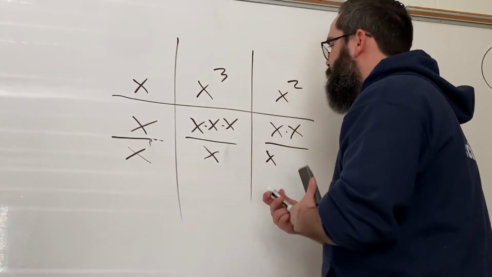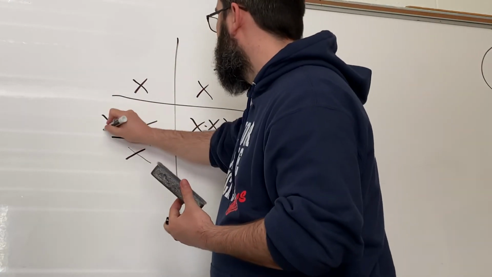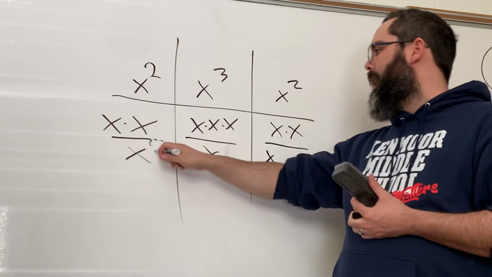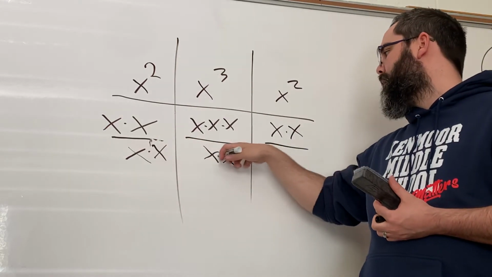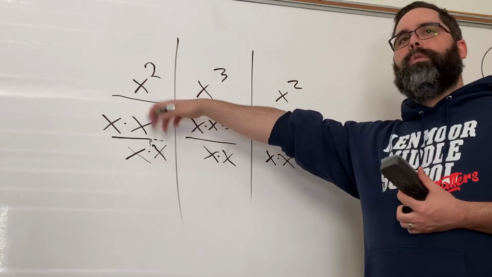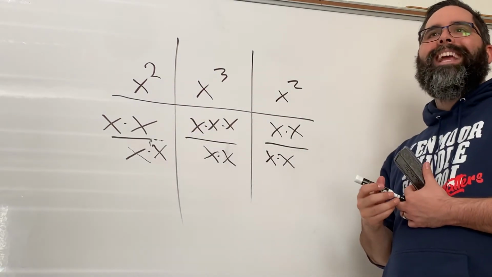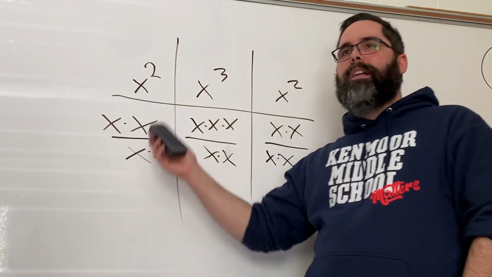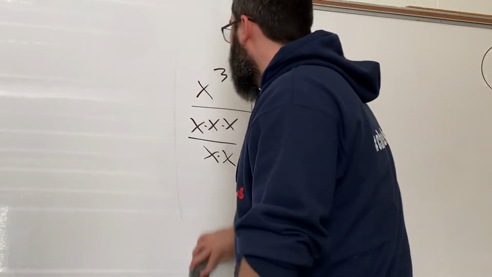Now if this was x squared, x cubed, and x squared, then I could pull out an x squared, because there's enough to pull from. Meaning I can't divide more than there is. I can't divide more than an x because there was only a single x.